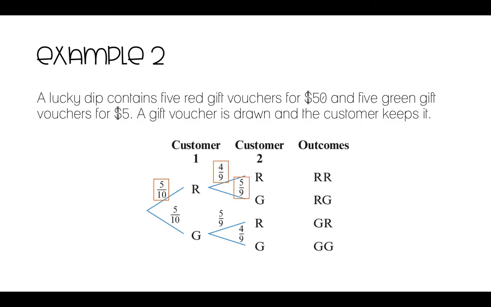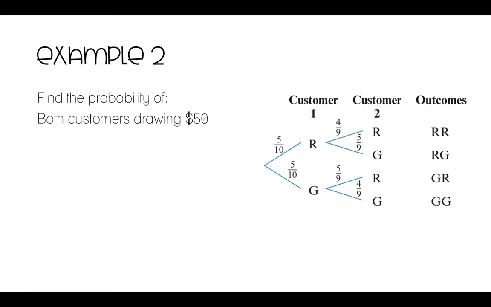So, I just said it without the lines. But find the probability that both customers draw $50. Okay, so that's 2 red ones. So that's only this one occurring here, which is going to be 5/10 times 4/9. And this gives us a probability of 20/90. And if you're leaving that as a fraction, remember we would simplify that down to 2/9. But in this case, we'll leave it as a decimal, which is 0.22.